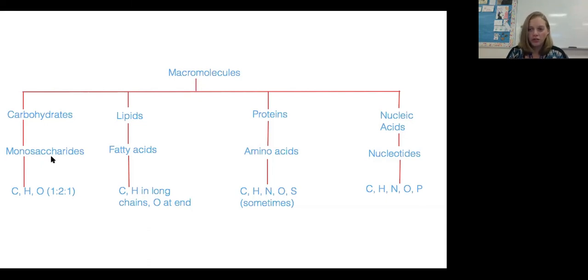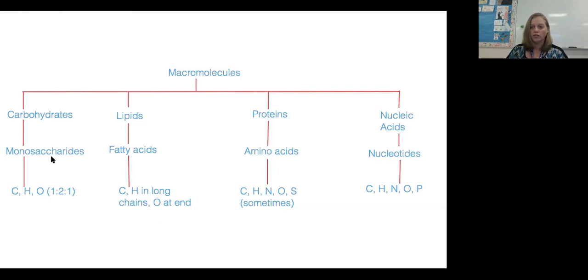I have a very short lecture for you today on enzymes. But before we get started, I wanted to review what we've already talked about with macromolecules. Macromolecules are large molecules, and you need these in large quantities in order to support life. So we call these macronutrients also.